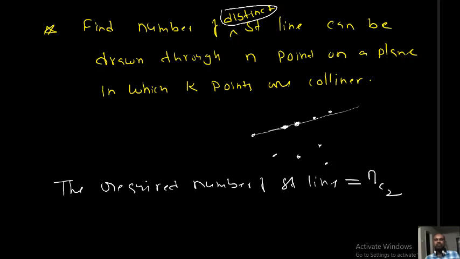From nC2 we want to subtract the straight lines formed by using these k collinear points. That is minus kC2. But nC2 minus kC2 is not the correct answer, because we subtracted all the lines. We need to add back one line, that's why I write plus 1. Therefore the required number of straight lines is nC2 minus kC2 plus 1.